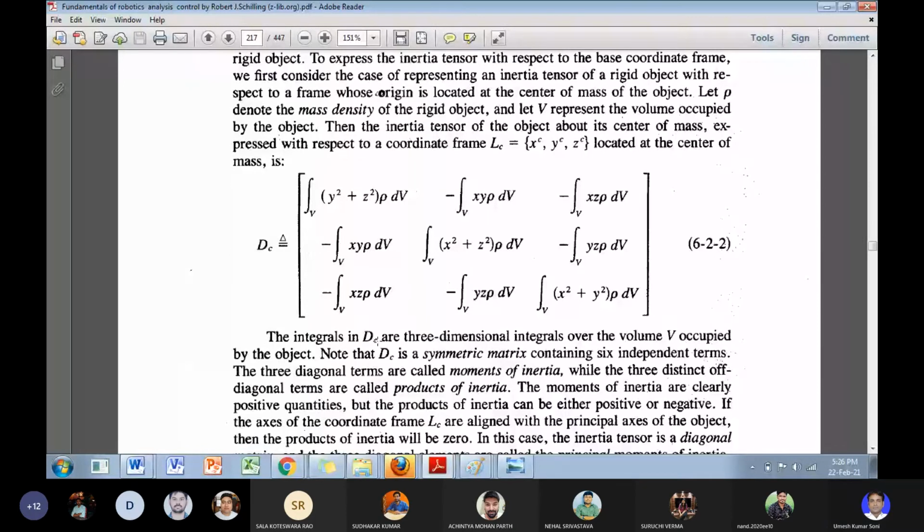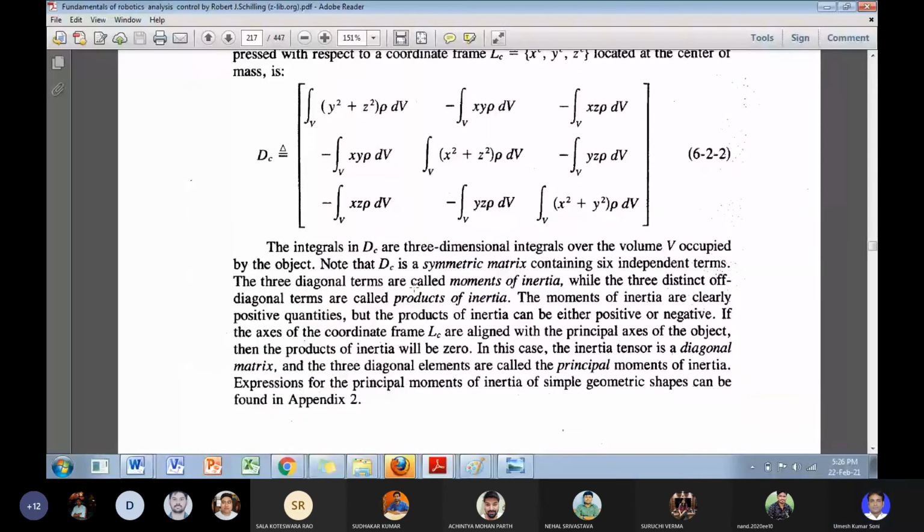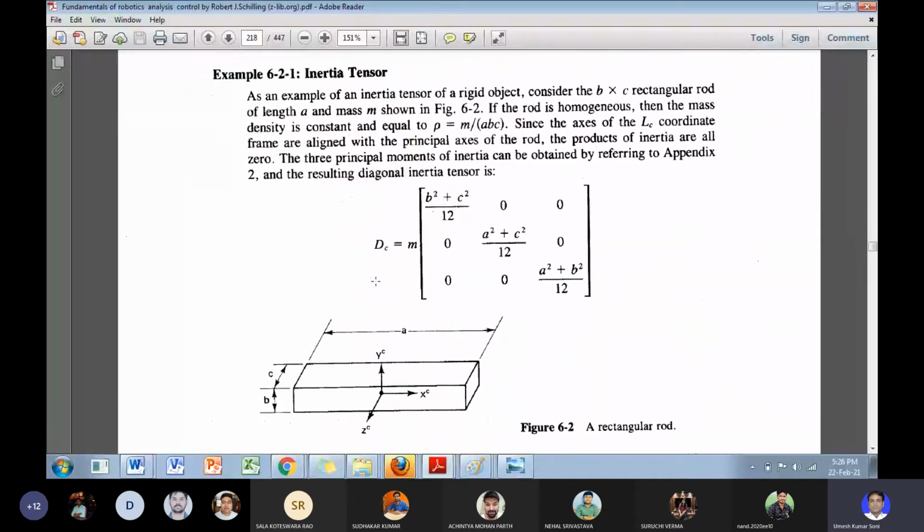So these are the diagonal terms, and the off-diagonal terms are there. So the link inertia tensor of this has been determined. This is m b square plus c square by 12, in the x direction.